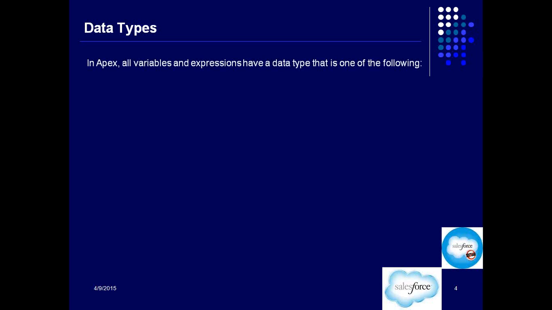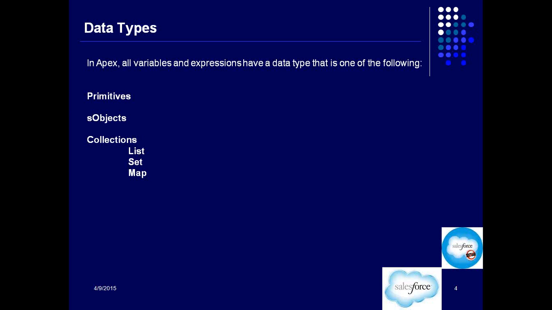In Apex, all variables and expressions have a data type that is one of the following. So there are some data types which are allowed in Apex. First one, the most common one, is the primitives. Then is the SObject, then is the collections, and then under collections we have lists, sets, maps. So these are the different data types that we have in general in Apex. Primitives, SObjects, and collections. Under collections we have list, set, maps.